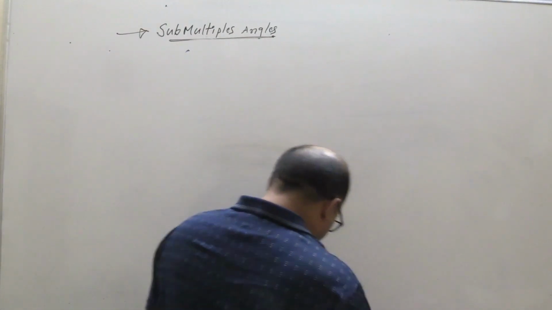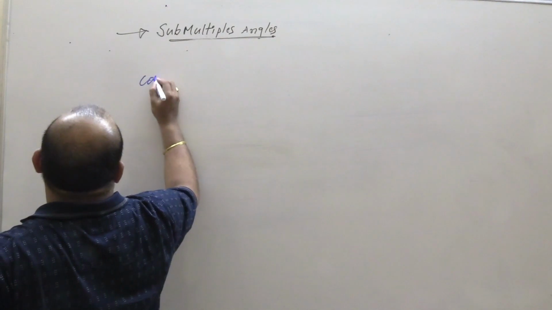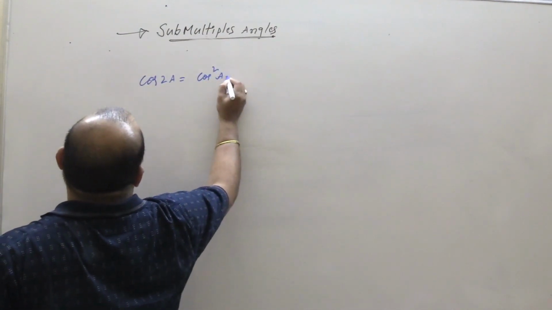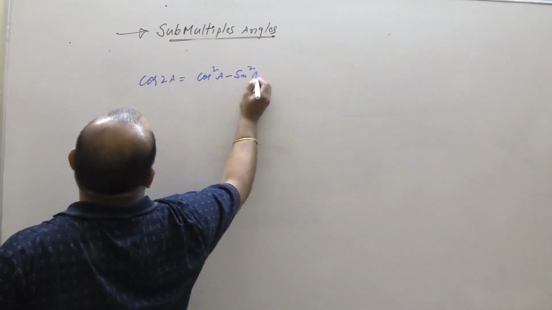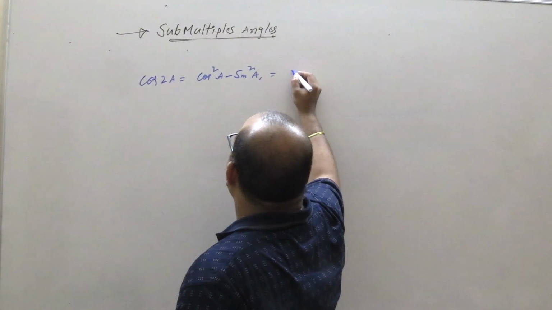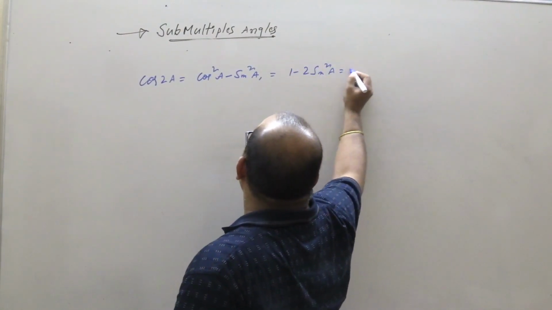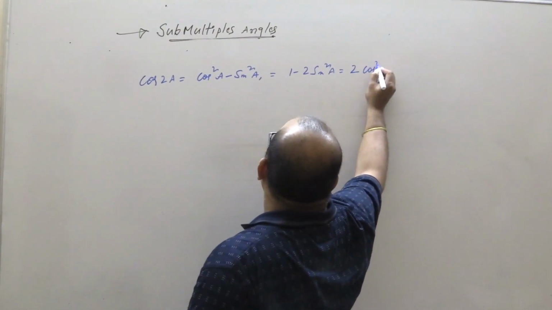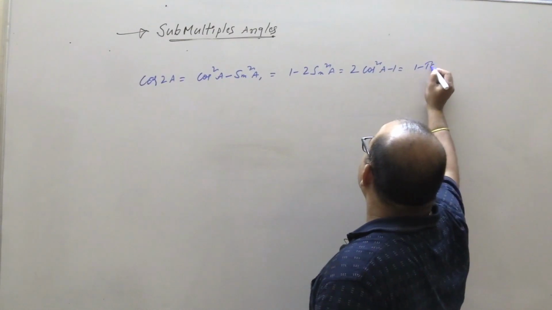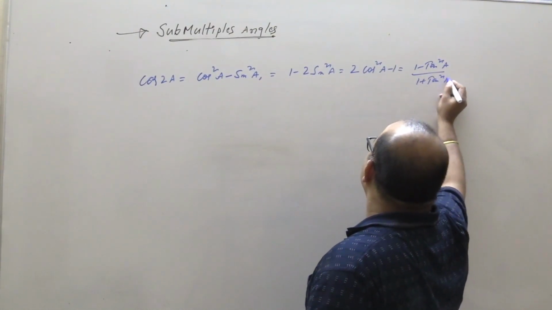Next, cos. Cos formula, so many formulas are there. Cos 2A equals cos square A minus sin square A. Next formula, 1 minus 2 sin square A. Next formula, 2 cos square A minus 1. Next formula, 1 minus tan square A by 1 plus tan square A. These are the four formulas, students.